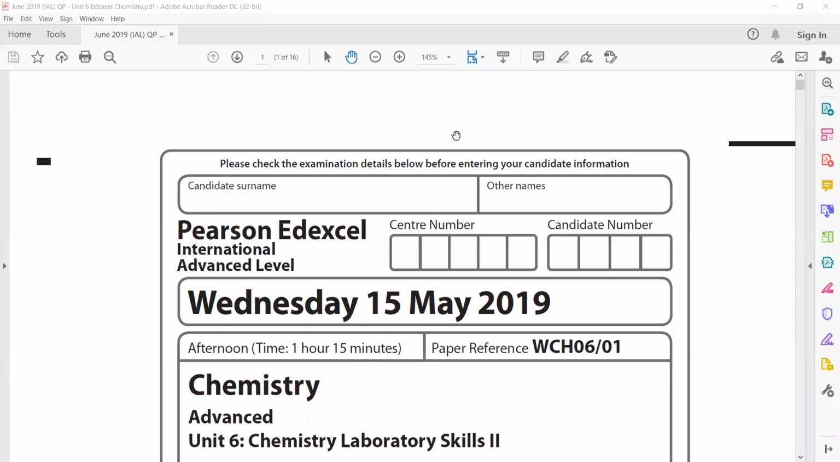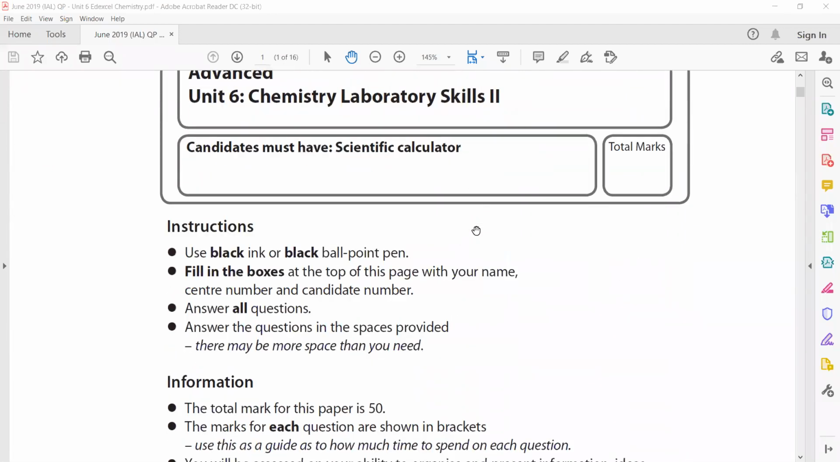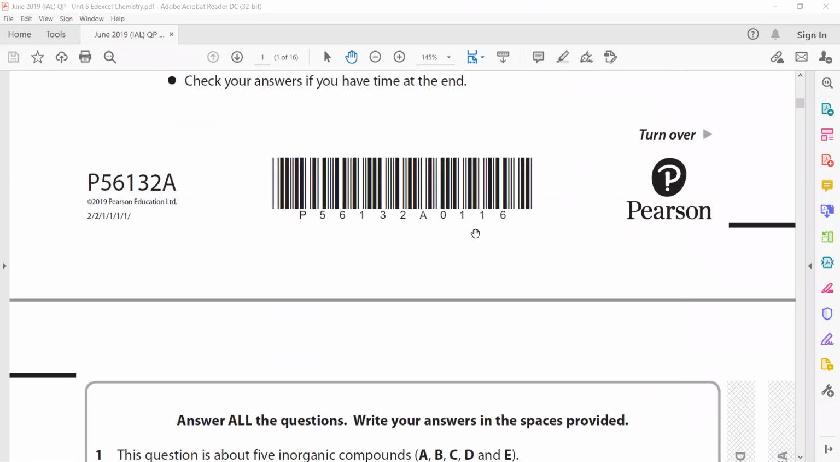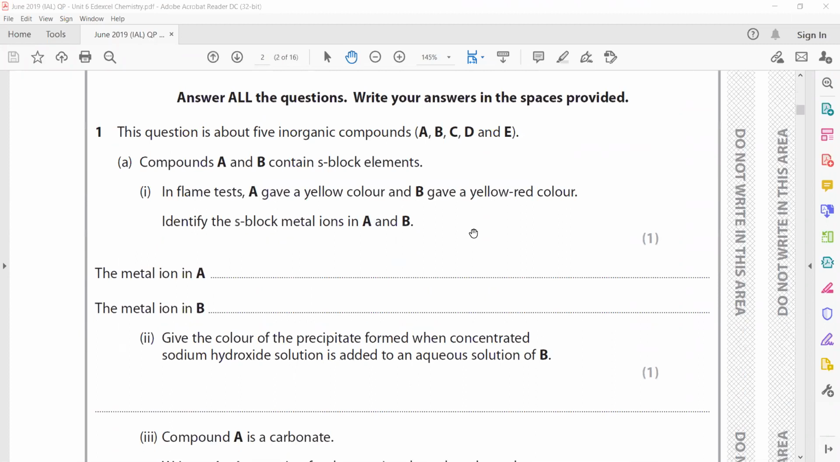I'll discuss Unit 6 of May-June 2019. So in the first question, this is similar to what you have studied in AS, like O levels, about identification of the ions.